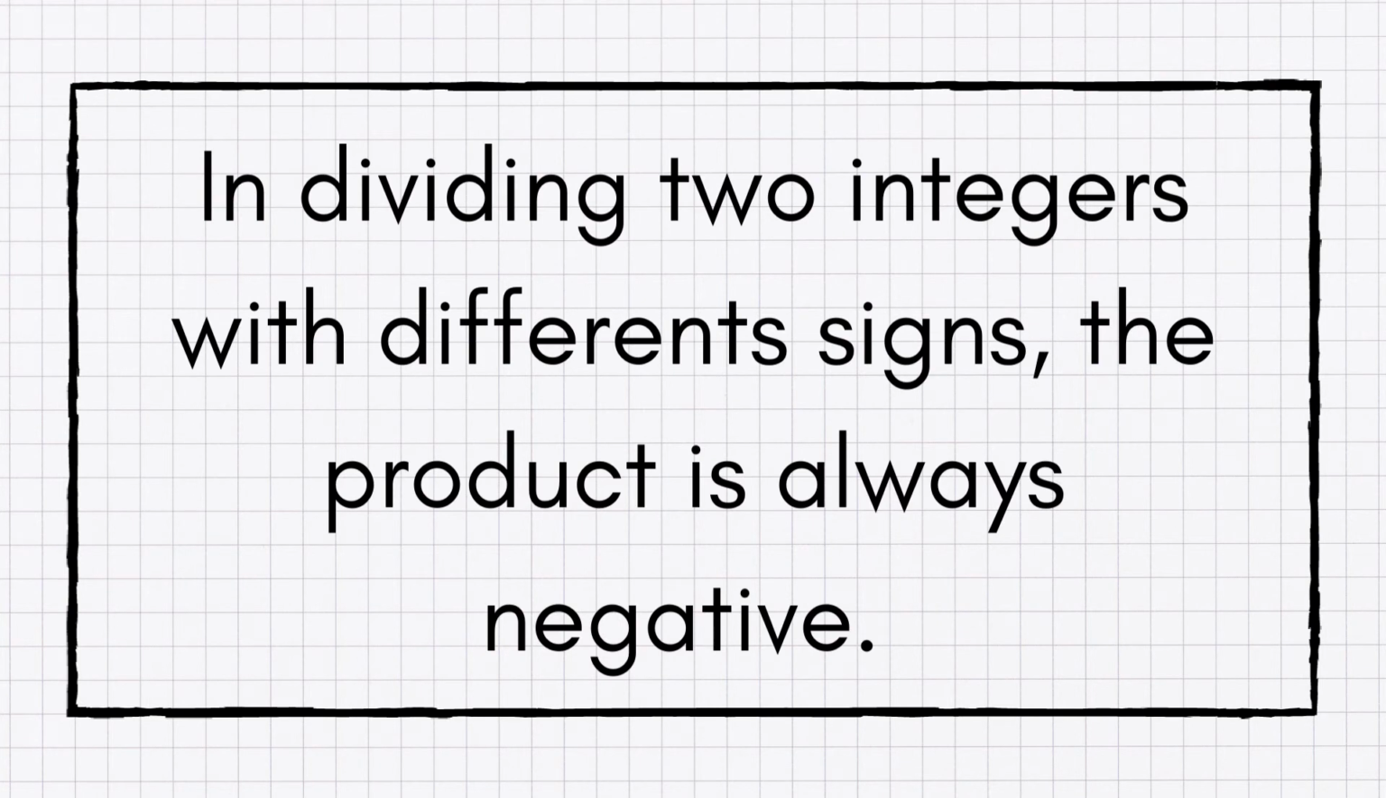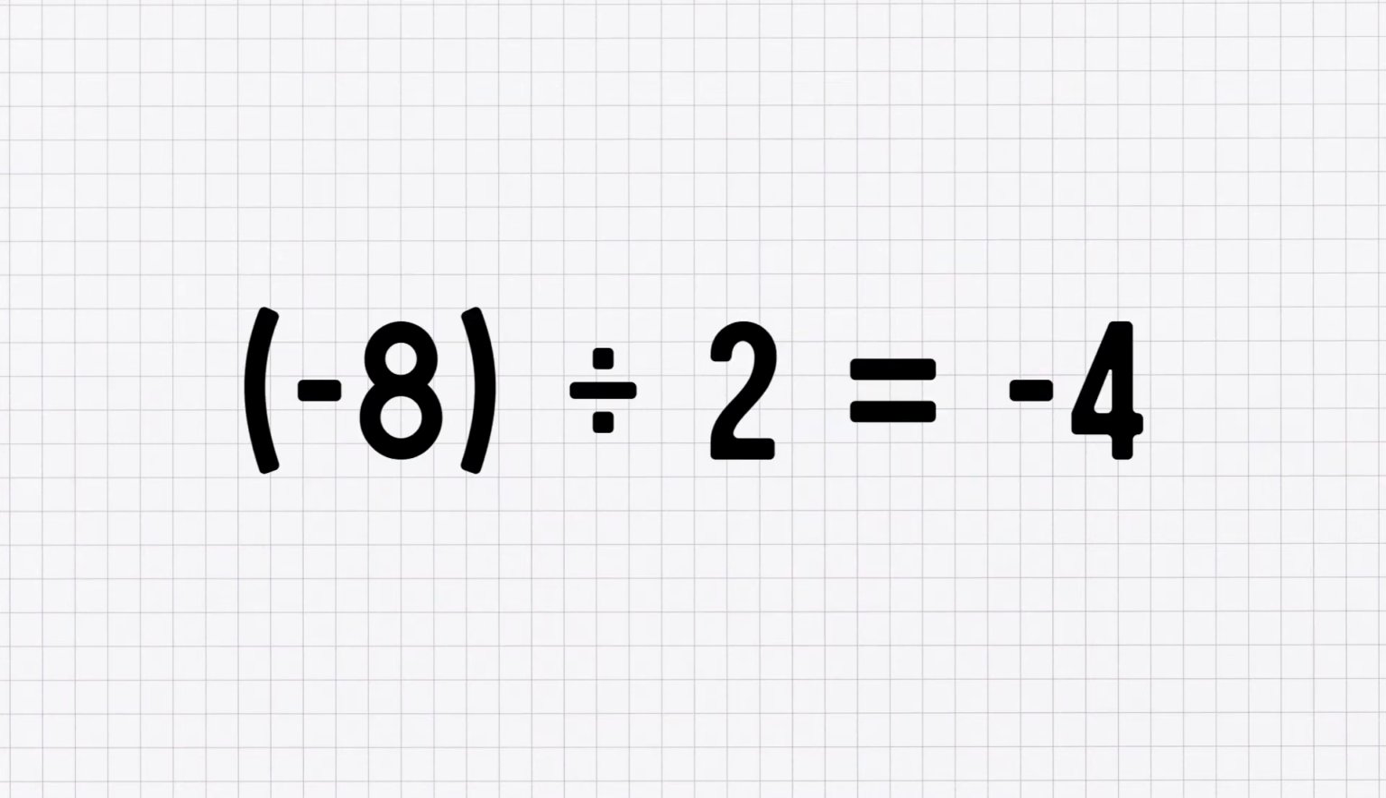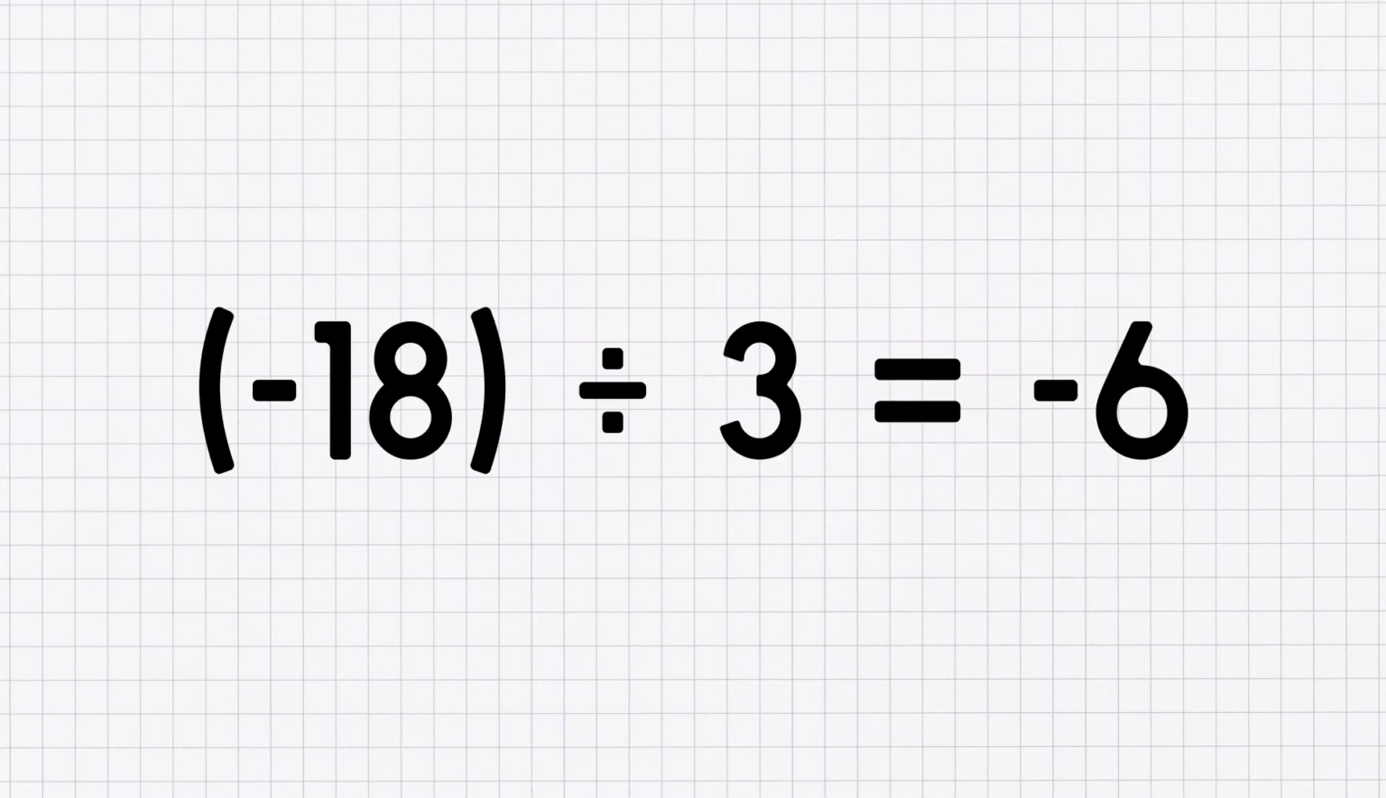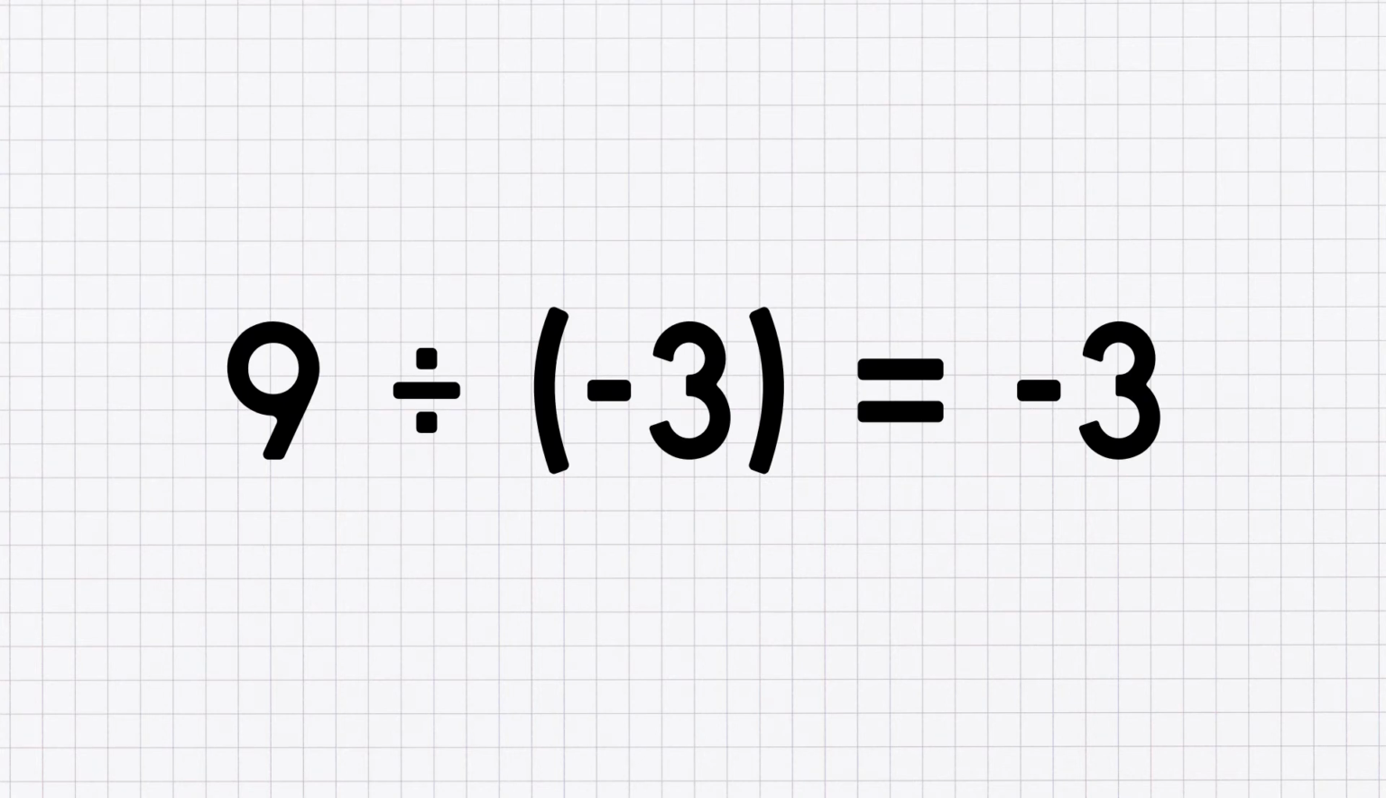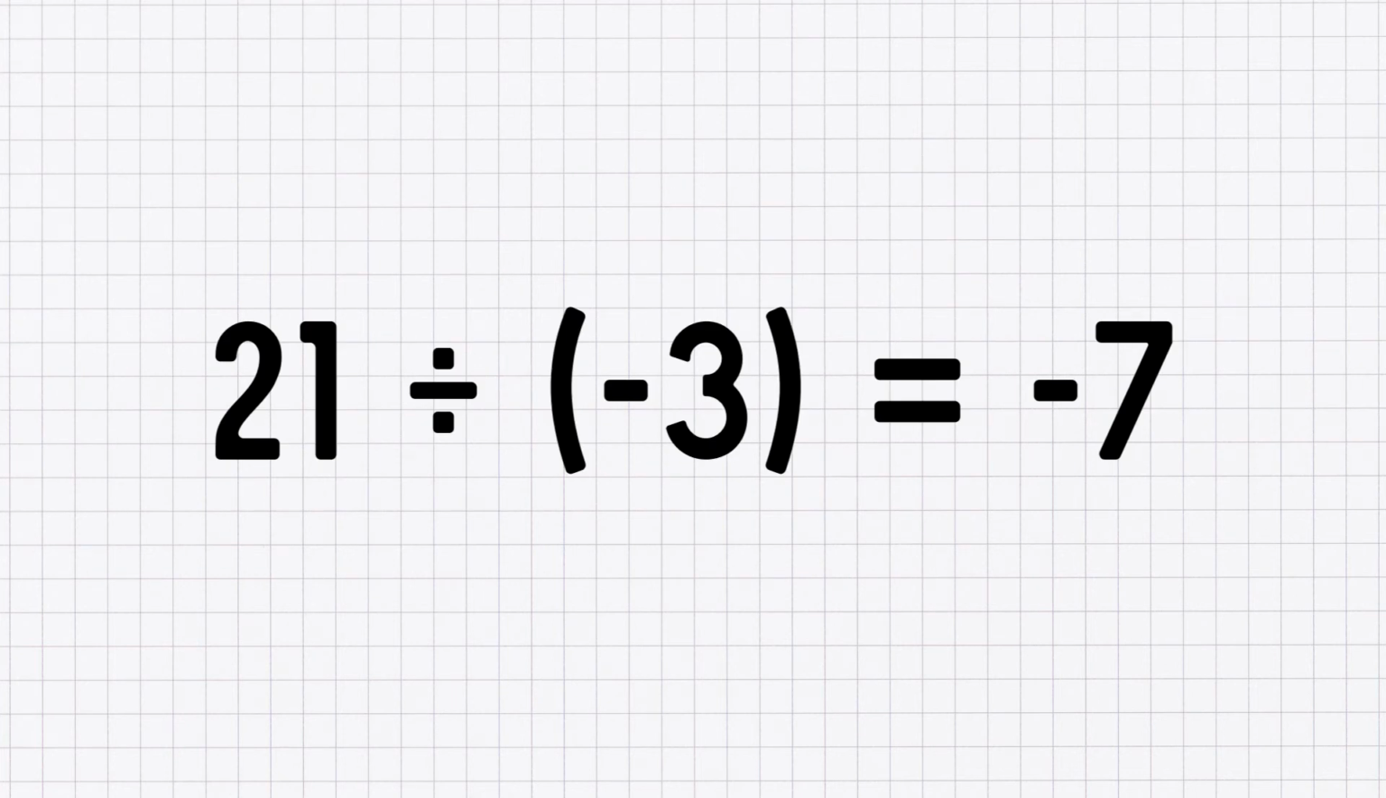So what if the two integers have different sign? So this time the quotient will be negative. So for example, we have negative 8 divided by positive 2, that will give us negative 4. Negative 18 divided by positive 3, the answer is negative 6. 9 divided by negative 3, that will be negative 3. And positive 21 divided by negative 3, that will give us negative 7.